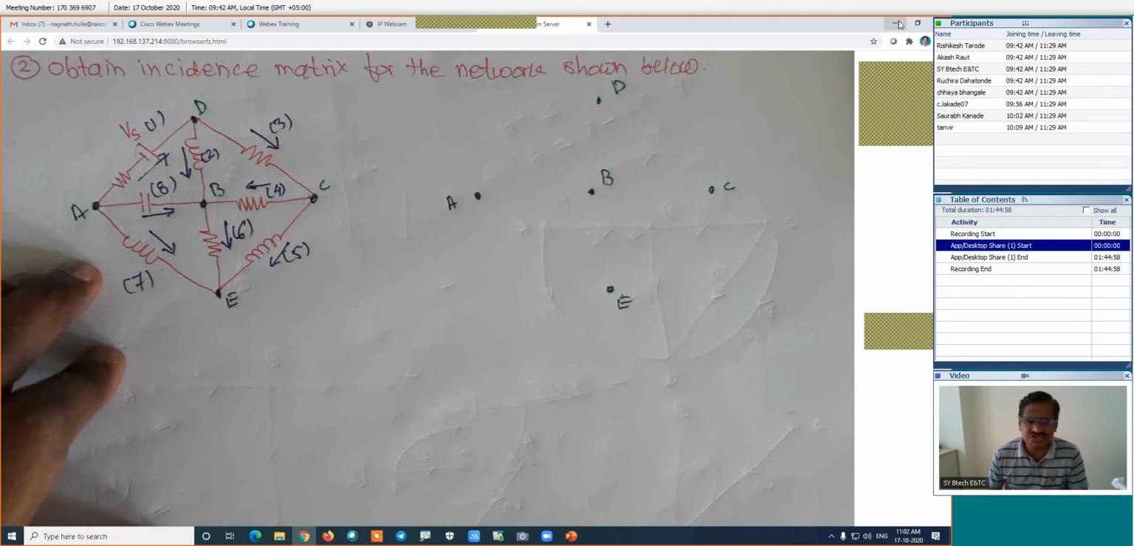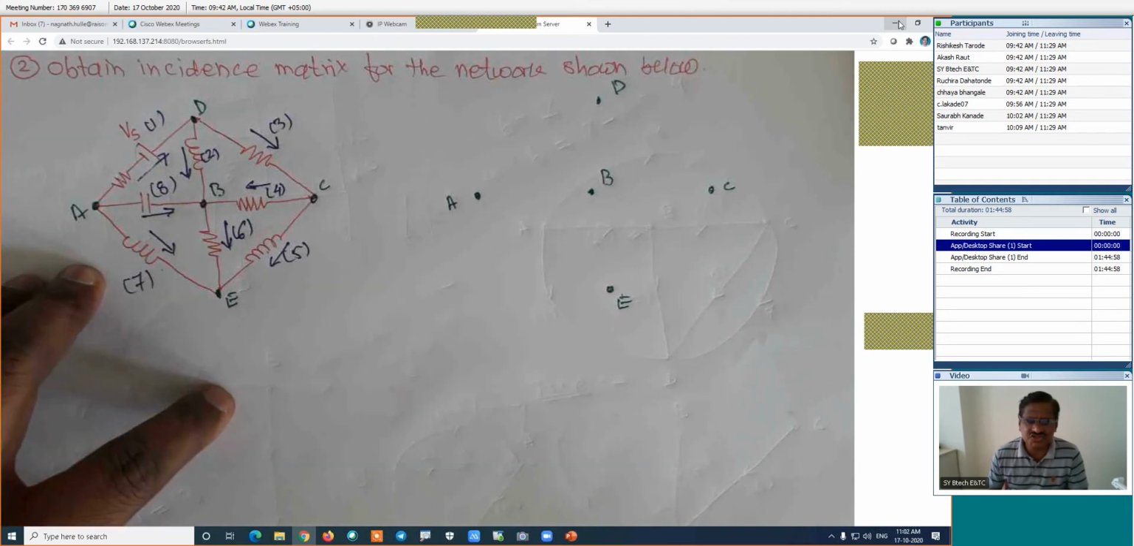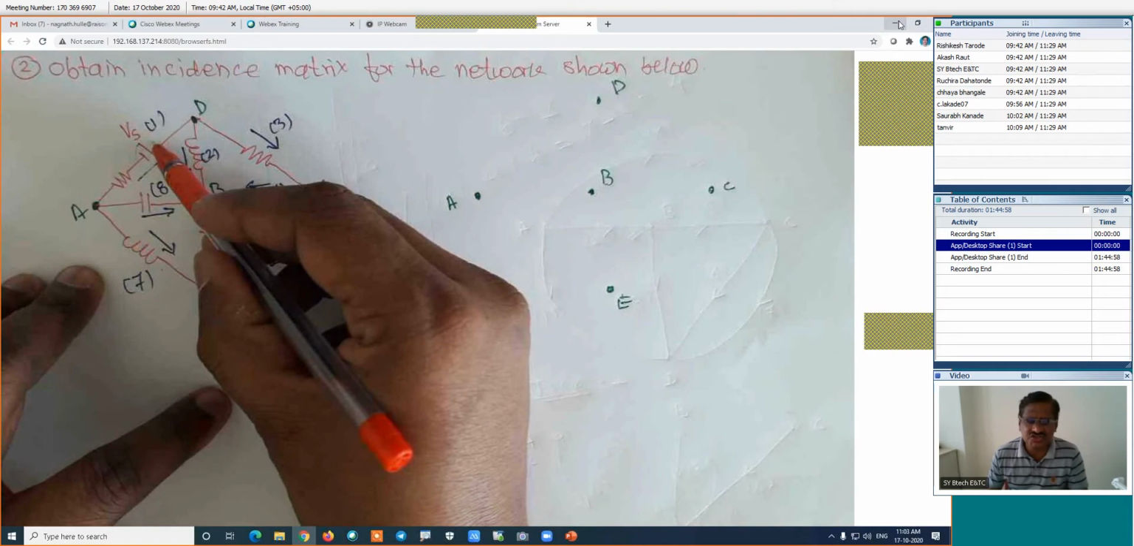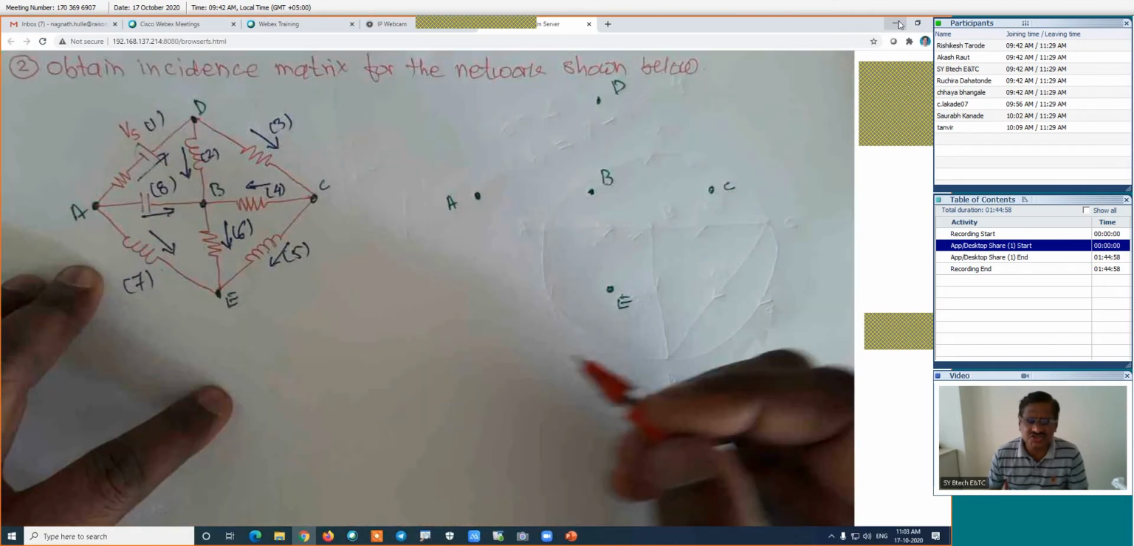Is it right? Now I will draw the graph for this case. How will be the graph? Now look at its graph. This is the branch number 1. This voltage source can be replaced by the internal resistance.